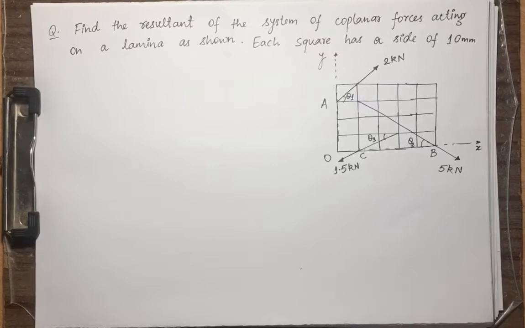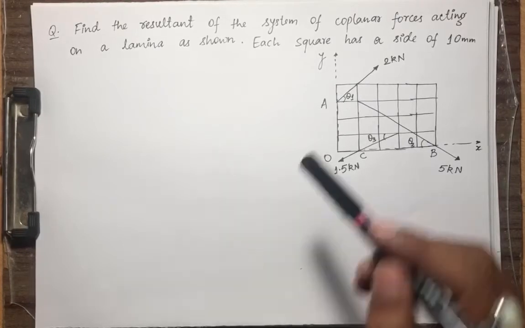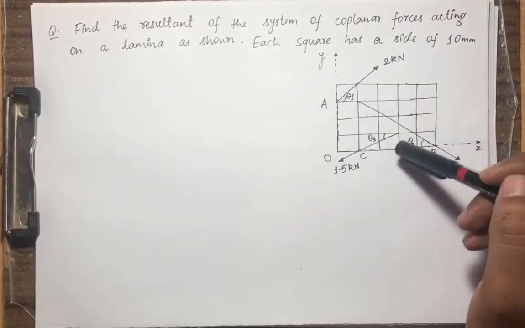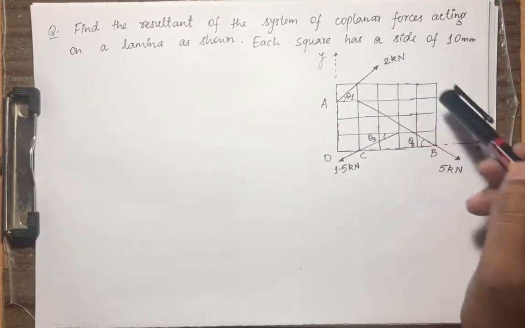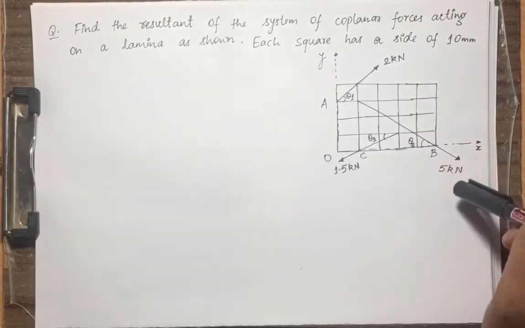So in the previous lecture we gave you this problem: find the resultant of the system of coplanar forces acting on a lamina as shown. Many of you have written the definition of lamina in the comment box, which was good. Each square has a side of 10 mm. This is point A, point B, point C, and there are three forces: 2 kilonewton, 1.5 kilonewton, and 5 kilonewton.